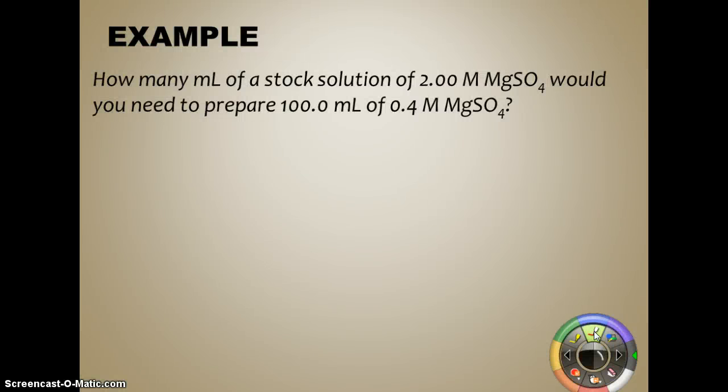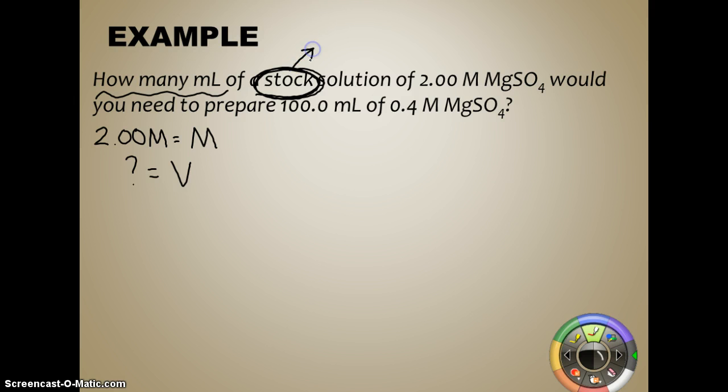So let's look at what we have. We have 2.00 molar, so obviously that's going to be a molarity. We're looking for a volume. Now this is a stock solution. A stock solution is the strongest that it's going to come. This is going to be your key to know that that's always the initial. So this is going to be your M1 and your V1.